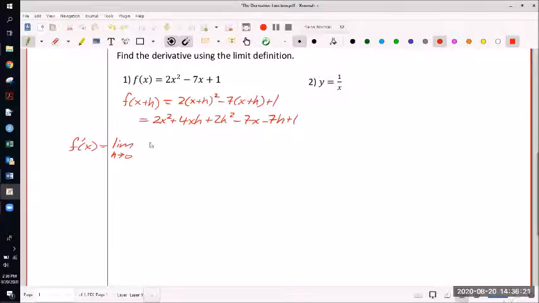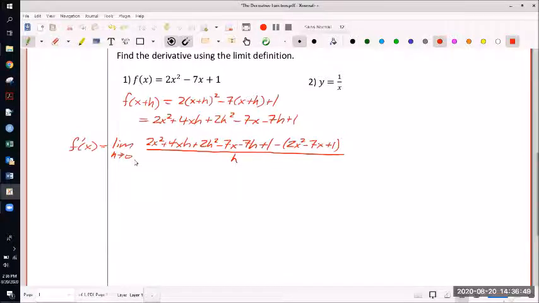This is the limit as h goes to 0 of f of x plus h, so that's 2x squared plus 4xh plus 2h squared minus 7x minus 7h plus 1 minus f of x, which is the original function, 2x squared minus 7x plus 1. I'm going to put parentheses around that because the negative sign will get distributed. All of this over h.